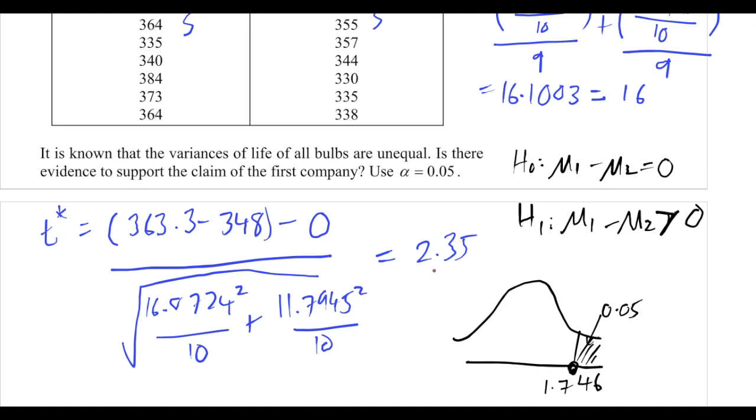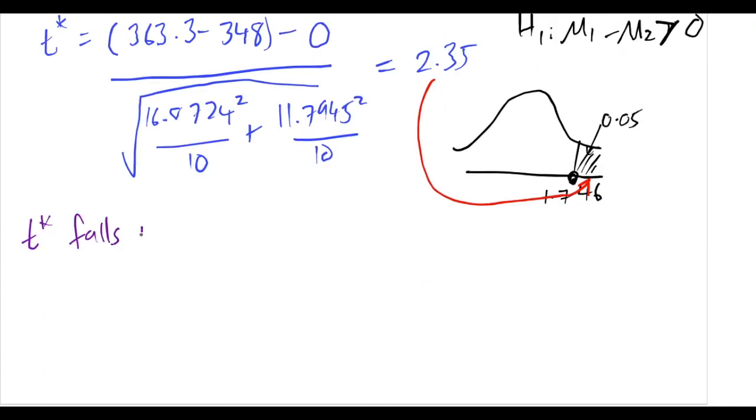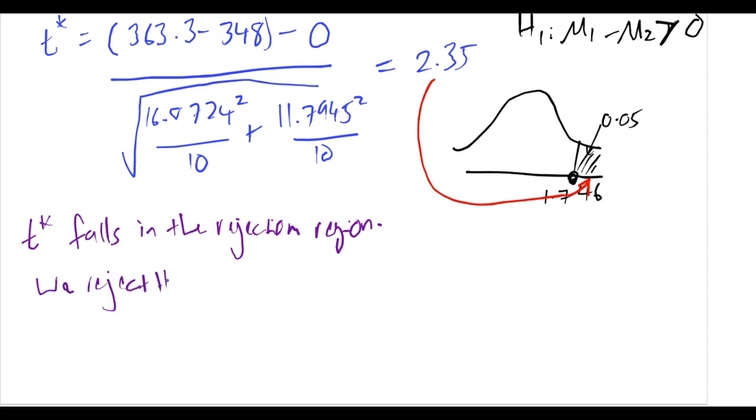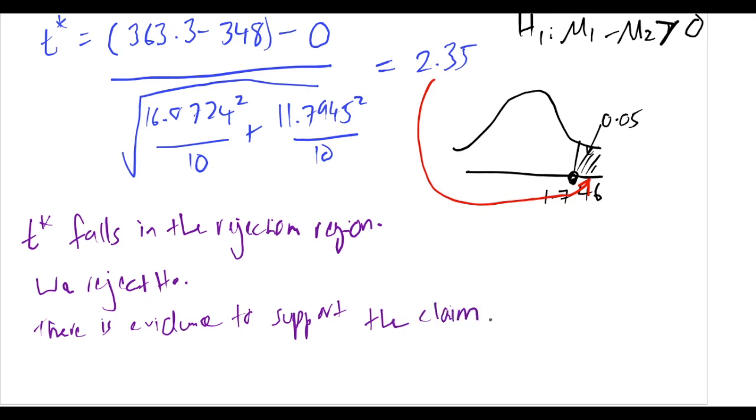Next, you compare the test statistic. Falls in the rejection region. Falls in the rejection region, we reject H null, and there is evidence to support the claim of the first company.